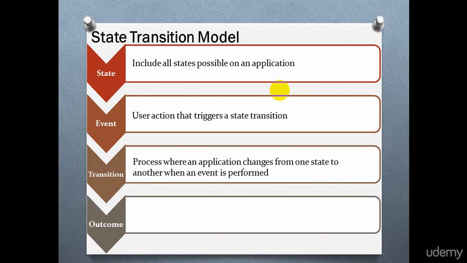A transition is the process where an application changes from one state to another when an event is performed. And the last one is finally outcome. An outcome is a state that is the result of a transition. Outcomes are displayed near the arrowheads of these transition arrows. For example, on the button click event of the state new email, the transition would be composing the email. So that's all about your state transition model.